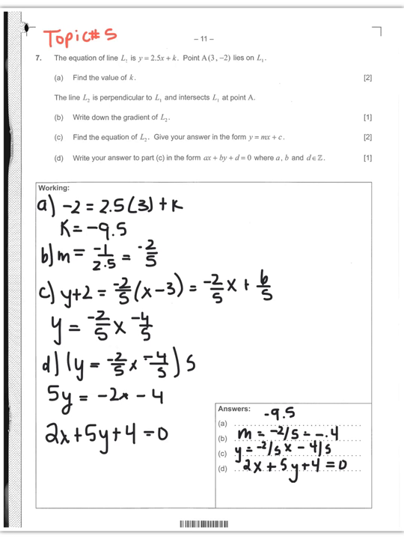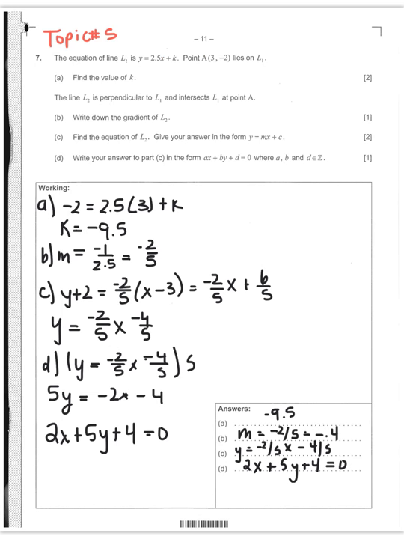Number 7 is some more topic number 5. It's the geometry of lines. So they give us an equation, y equals 2.5x plus k, and a point that lies on that line. So if it lies on that line, that means it makes the equation true. So for part A, I can plug in 3 to be x and negative 2 to be y and solve for k that way, and you get k to be negative 9.5.